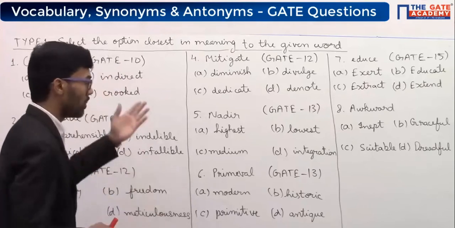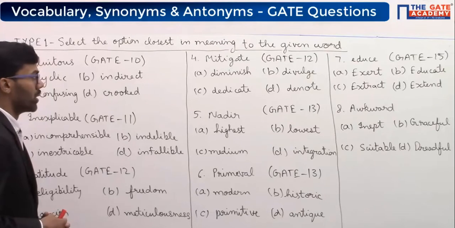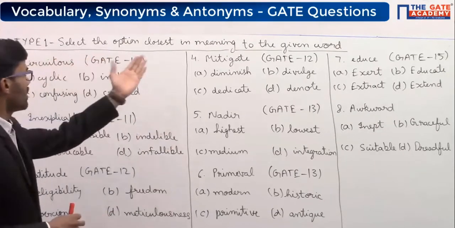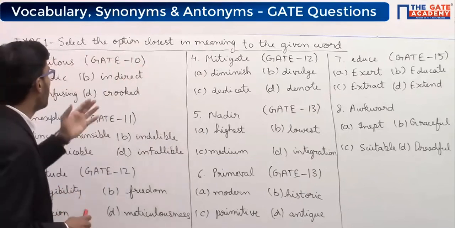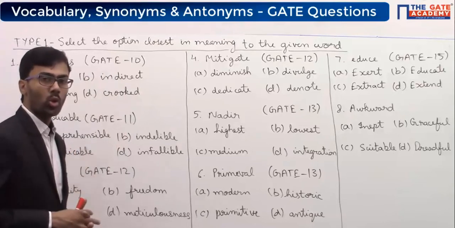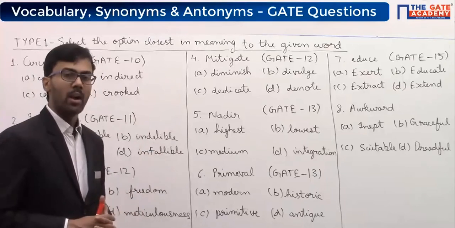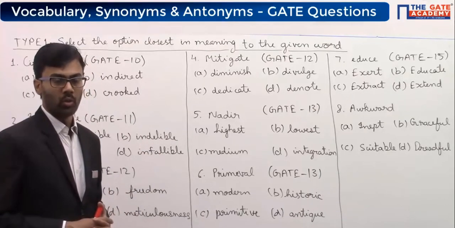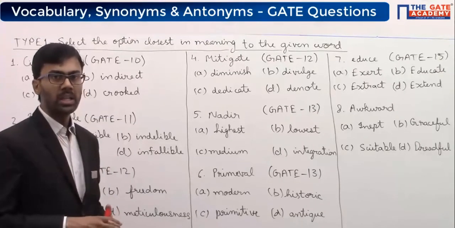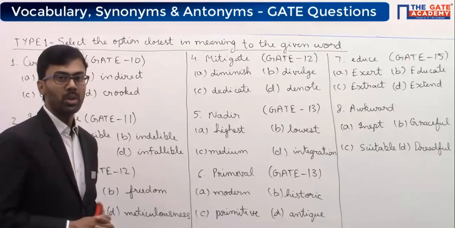Type 1, as you may see, is: select the option closest in meaning to the given word. In the actual question in the GATE exam, a sentence very similar to this would be given, that is, which of the options given is closest to the meaning of the word that is given. And then out of the 4 choices, we have to select which option is closest in meaning to the word that is given. So let us discuss these questions which have appeared in previous year's GATE exam.